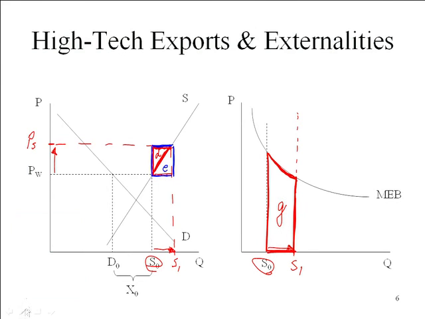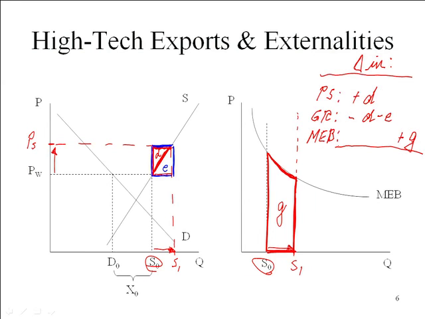So if we thought about what was happening here, we've got changes in producer surplus of plus D, government revenue of minus D minus E, and then marginal external benefits of plus G. Notice because this is a production subsidy, and assuming this was a small country just to keep the analysis simple, there would be no change in the world price. Therefore, there'd be no change in the price that consumers are faced with, so there would be no change in consumption. So we don't have to worry about any changes in consumer surplus. So our net effect on national economic welfare then would be minus E plus G.